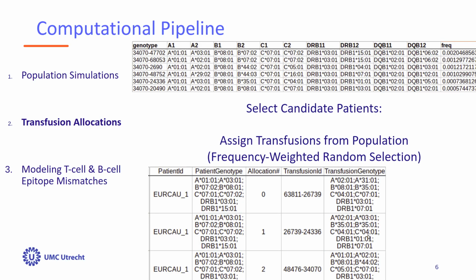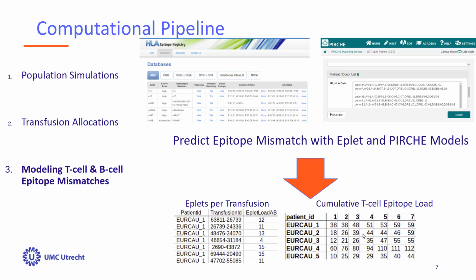From these populations, we selected a few candidate patients, and for each of these patients, we assigned transfusions from the population. These are randomly selected, but they're weighted by the expected genotype frequency within the population. From there, we do some epitope prediction using these eplet and PERCH models. The results from that look like down here, where we have the eplets per transfusion. For each patient and each transfusion, we can see how many eplet mismatches are predicted. And this second figure here is the cumulative T-cell epitope. So after subsequent transfusions, we can see how many cumulative total epitopes the patient has been exposed to.